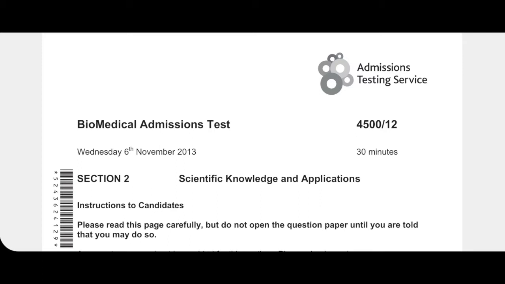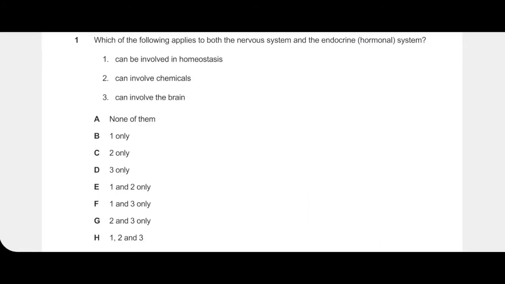Now, without further ado, let's start answering some of these questions. Which of the following applies to both the nervous system and the endocrine hormonal system? And they've given us 3 statements to look at. So, it could be involved in homeostasis.